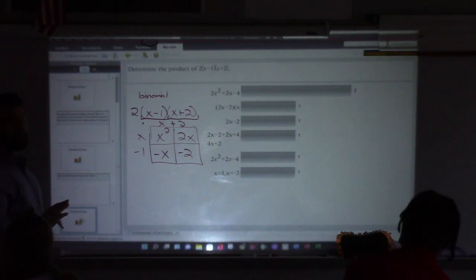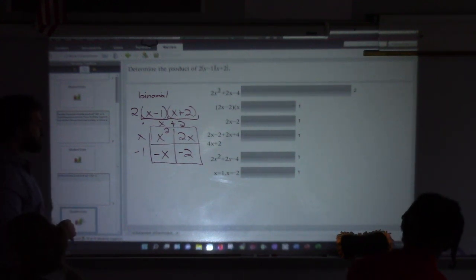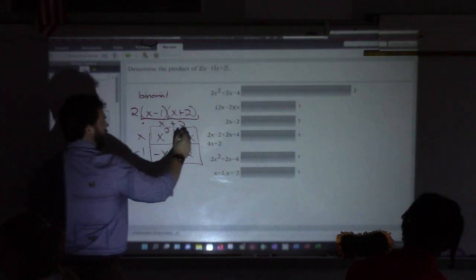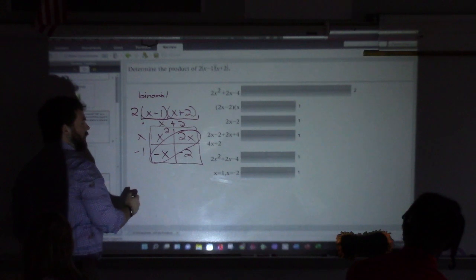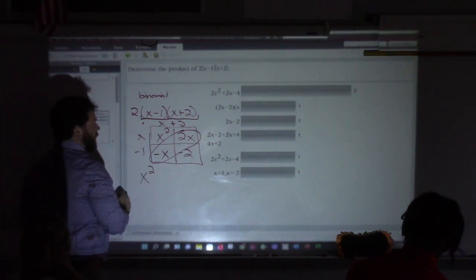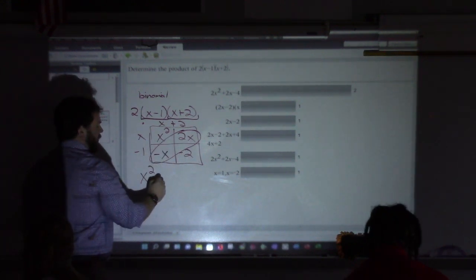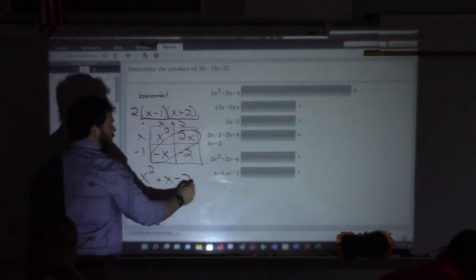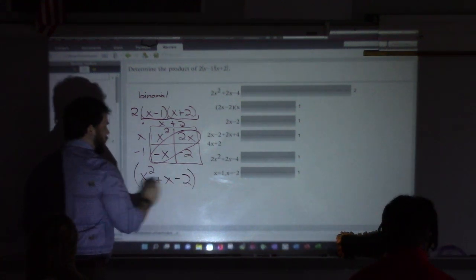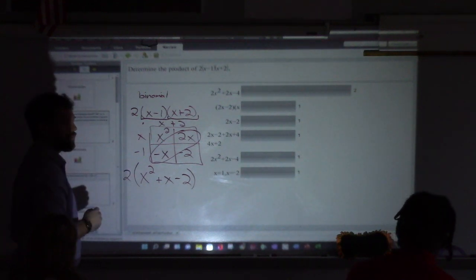Remember, within the area model, you can also see your like terms. What are the like terms? 2x and negative x. So I'm going to add my like terms. X squared, that's all there is. 2x minus x would be plus 1x. And then minus 2. You just have to remember afterwards we're multiplying by 2.